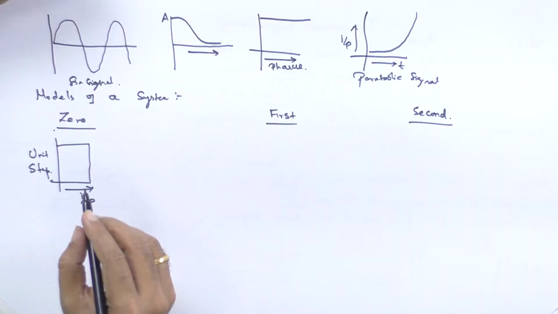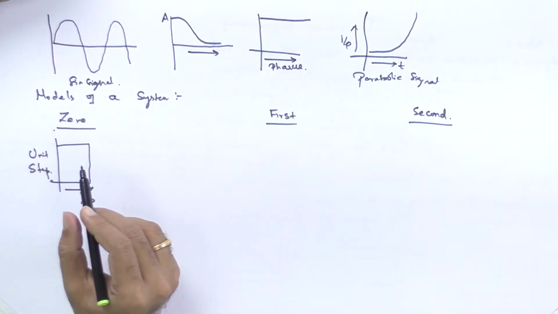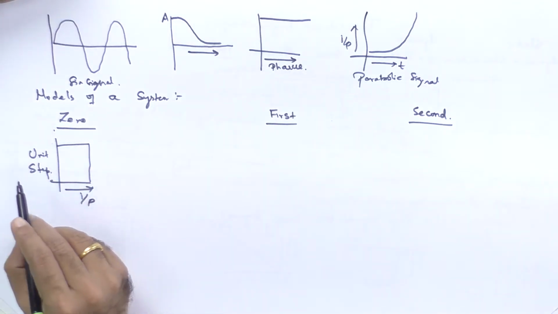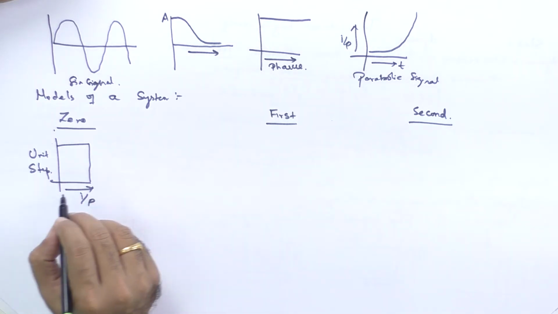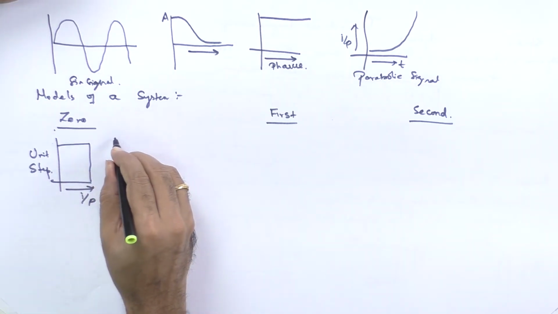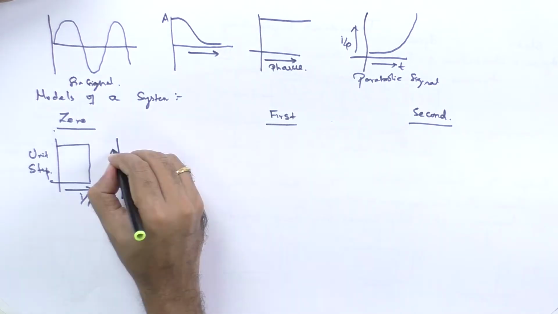All these things you will study in detail in control systems. There are 5 units there in that semester itself. Now we will have a look at how a zero order system will react when a unit step is given. You see here, unit step.